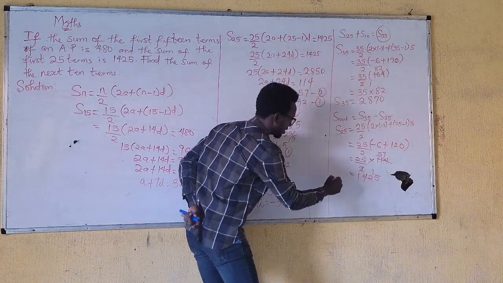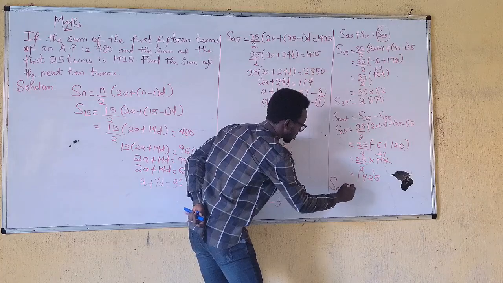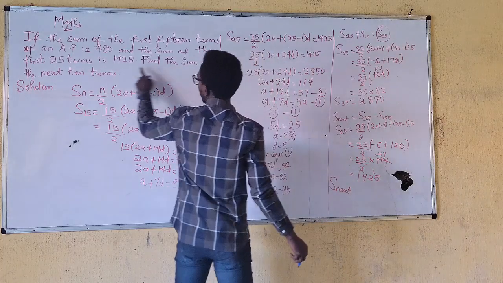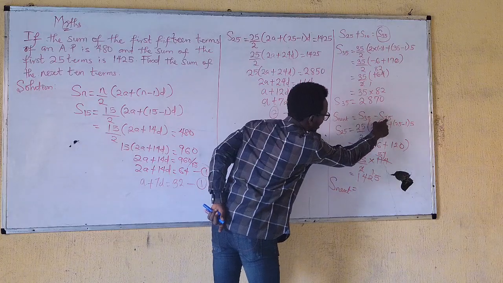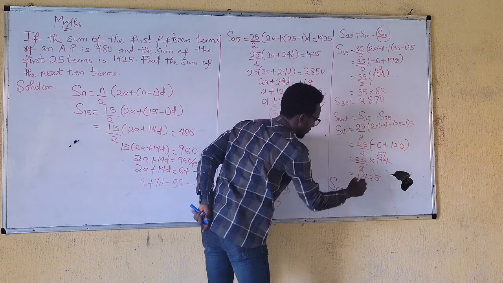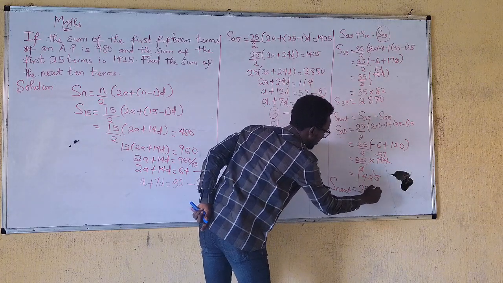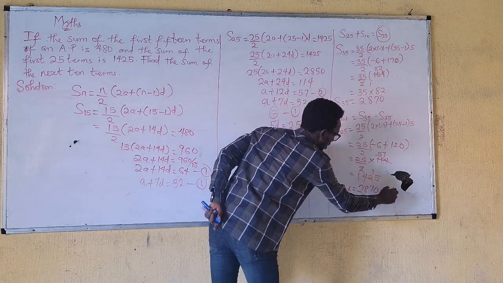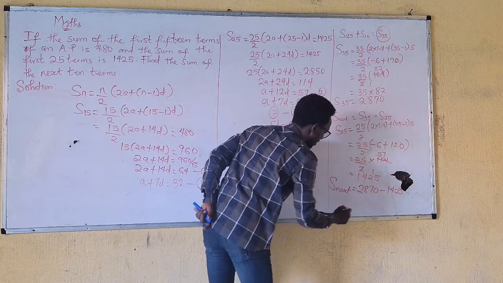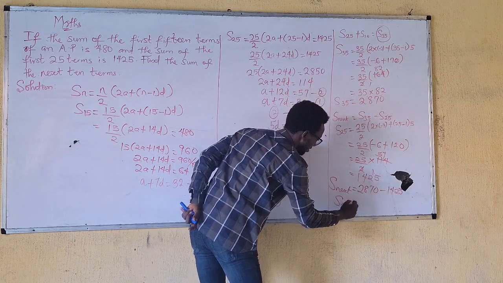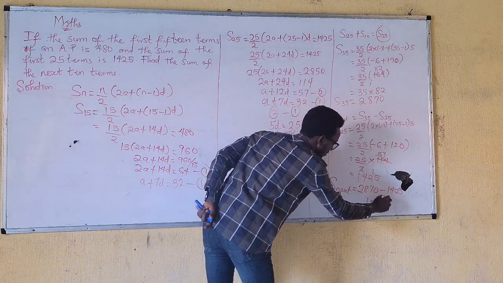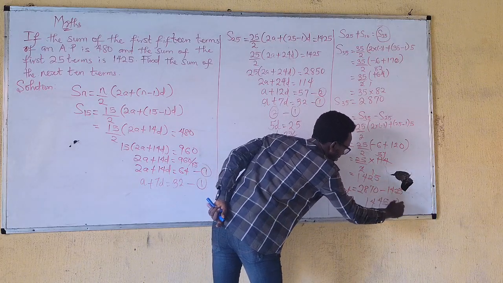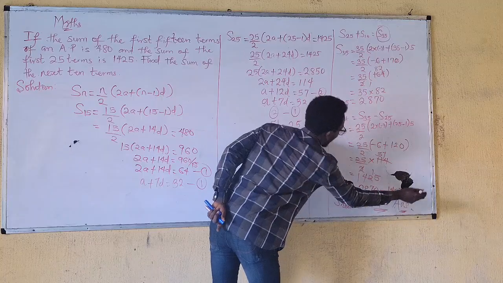1,425. So finally, we can now say the sum of the next 10 terms is going to be S35 minus S25. So for S35, we got 2870 minus 1425. And our sum of the next 10 terms is going to give us 1445. So this is the answer.